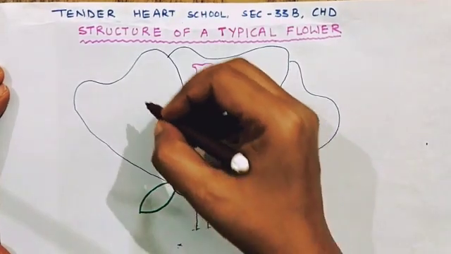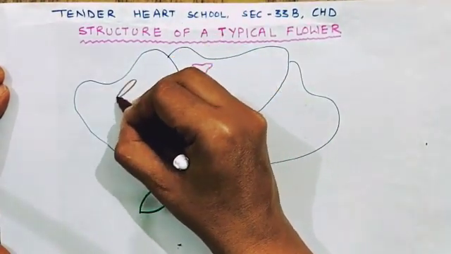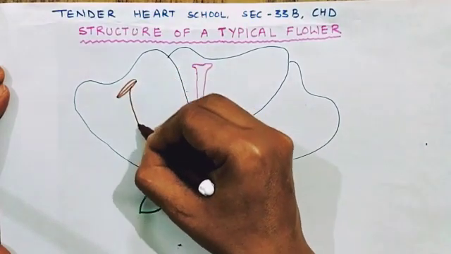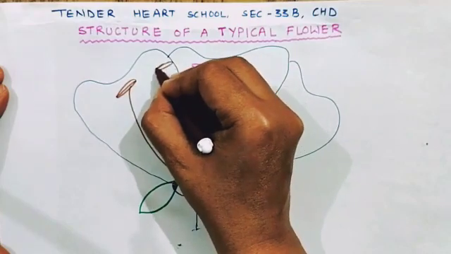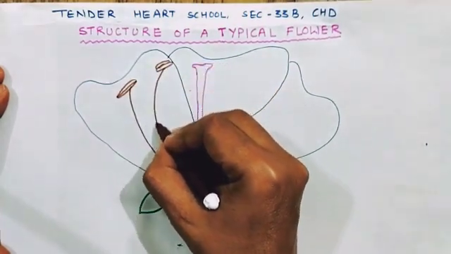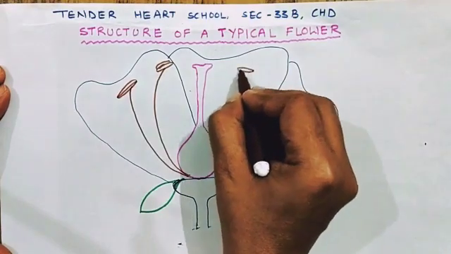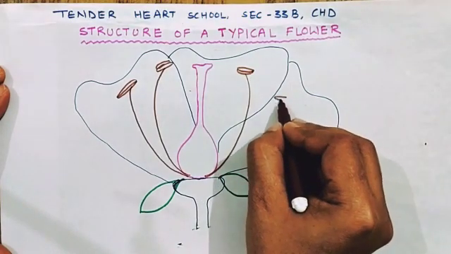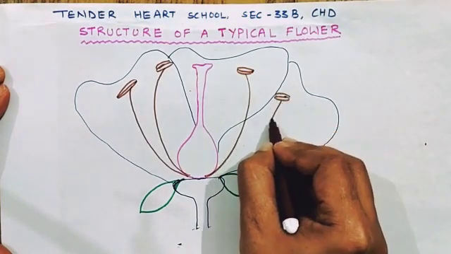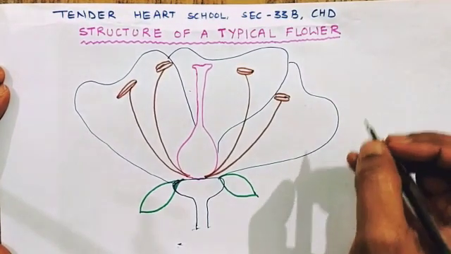Now let us make the stamens. So stamens, these are the male parts of the flower. So this way you can make it. Right. Now let us start labeling.